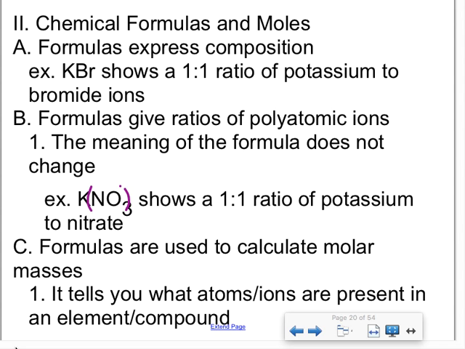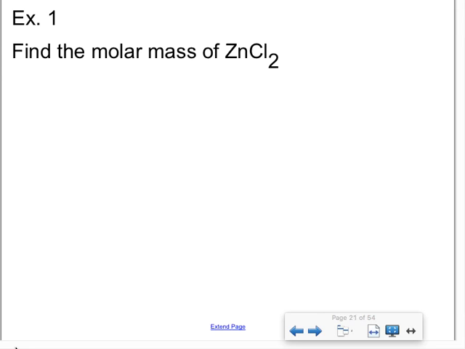So we can use formulas to calculate molar masses, and this is actually really, really simple. Even easier than the last. So here I have zinc chloride. The first step, write down zinc, okay? And how many zincs do you have? 1. And if I look at the molar mass of zinc, it's 65.37.